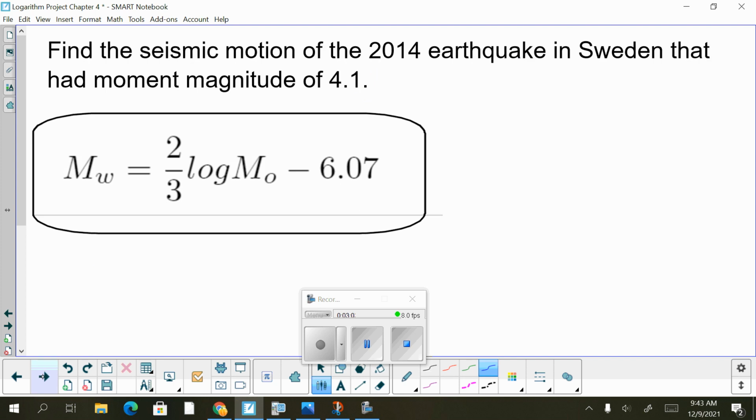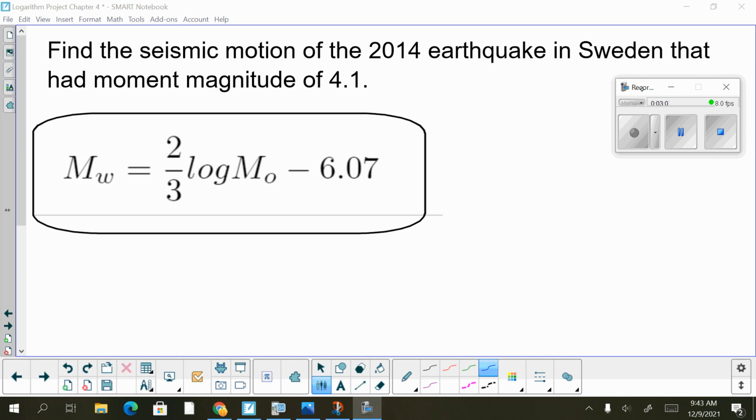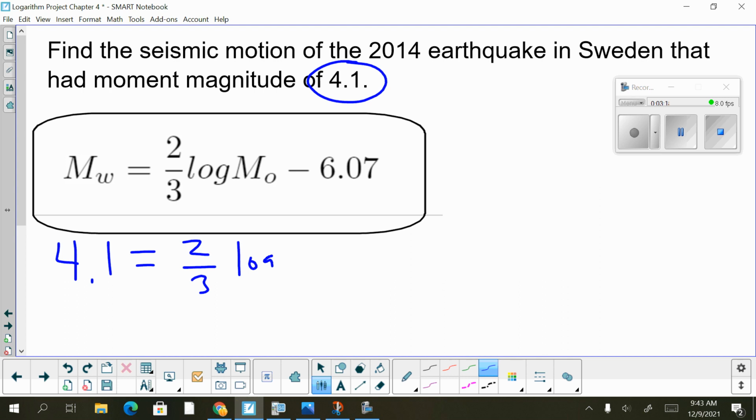All right, let's talk about a little less famous of an earthquake that hit Sweden. They don't get very many earthquakes. It had a moment magnitude of 4.1. So this time we have the moment magnitude provided, but we're going to be solving for the seismic motion, MO. Right? It's a little different. We're going to use a solving technique. It's not hard to do at all.